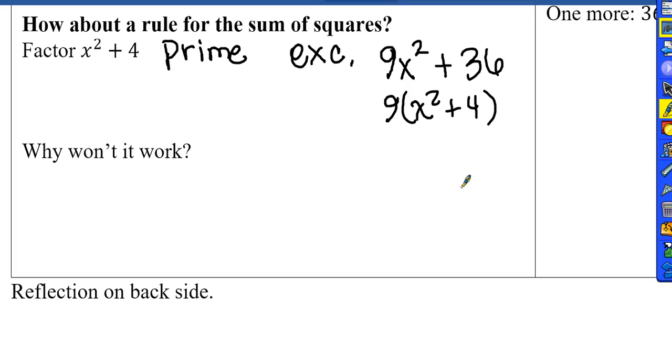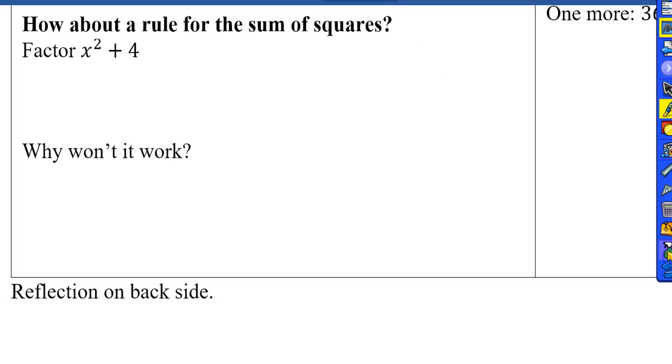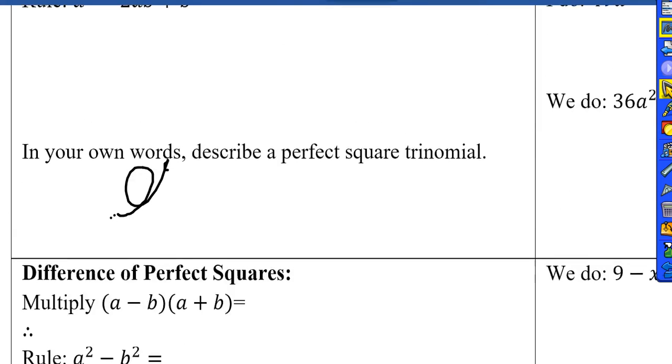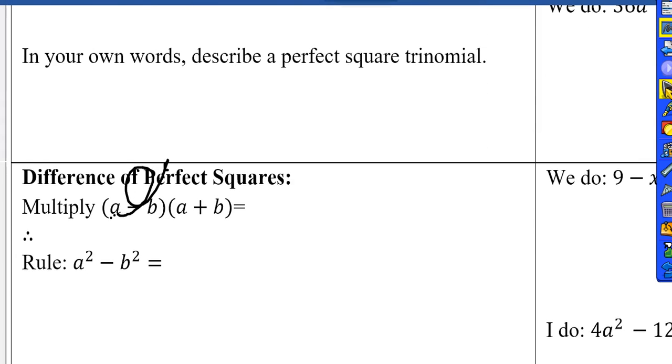Okay, so that is it for today. What I would like you to do, of course, is in your notes, I would like you to answer this question here. I would also like you to answer this question up here. Describe a perfect square trinomial. And, of course, write a reflection. And then your assignment, 30 problems. Took me 3 minutes. It should take you 10.